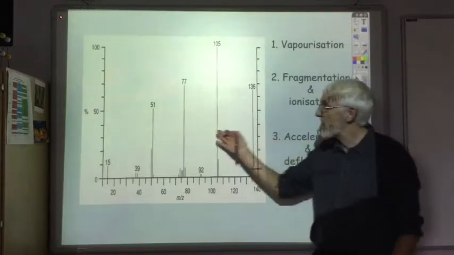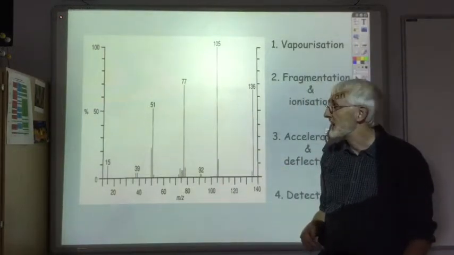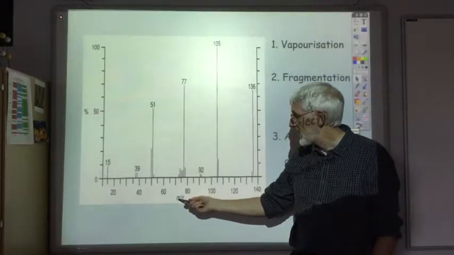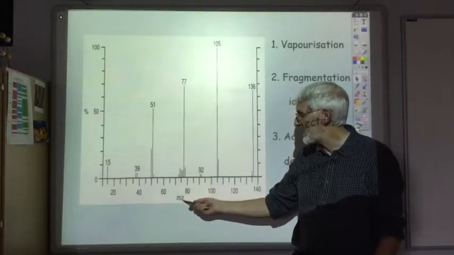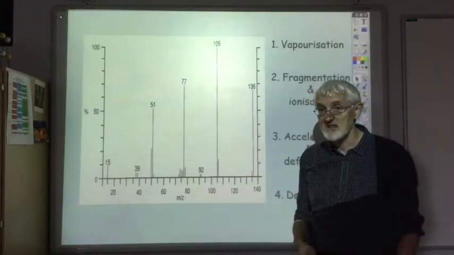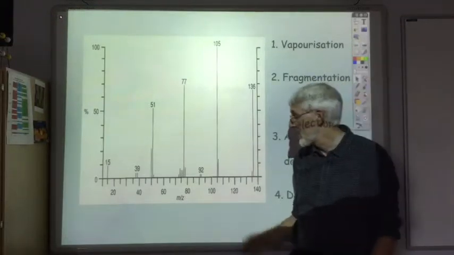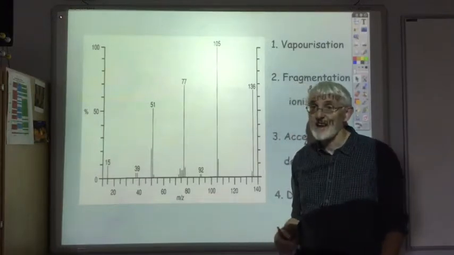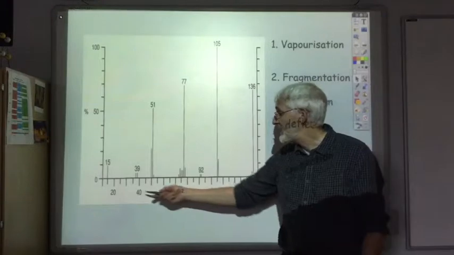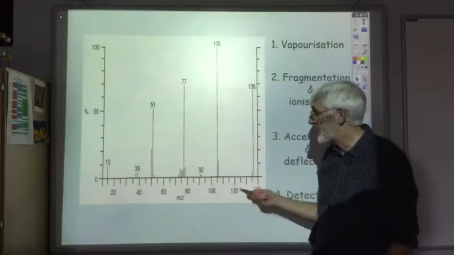So this is what a mass spectra would look like. Along the bottom it says M/Z, where M is the mass of the fragment and Z is the charge of the fragment. Now Z is in 99.9% of cases 1. So this is just a measure of the mass of the fragments.